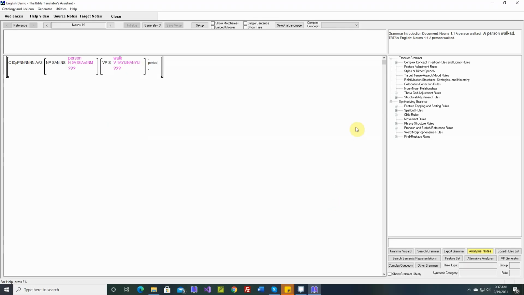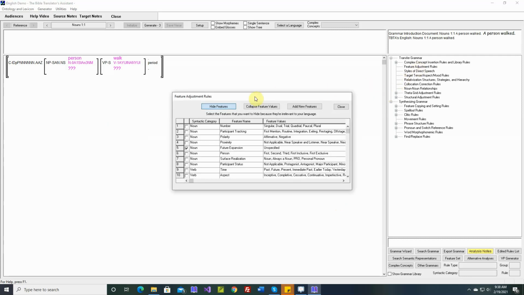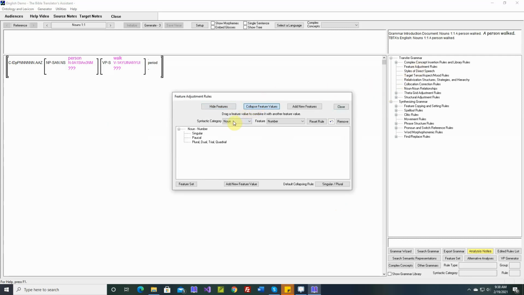I just watched this video and I realized that I made a mistake. So let's go back to our feature adjustment rules and collapse feature values. For nouns, for proximity, I put contextually near with proximal. For proximal, we'll later write a rule that inserts the word this for all of these: near speaker and listener, near speaker, temporally near. But for contextually near with focus, we'll say this. For just contextually near, we'll say that. So I want to change that.